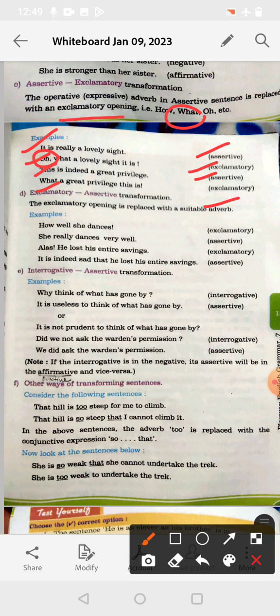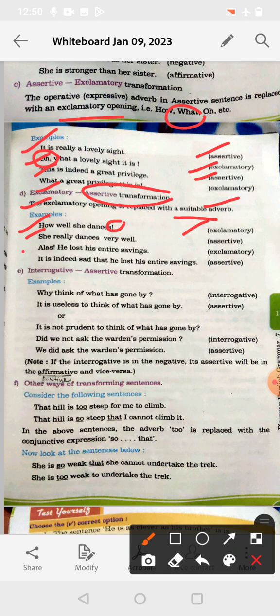Okay. Now, similarly, if we are changing exclamatory into assertive, we are removing the exclamation mark and that opening word also, right? And it will be replaced with a suitable adverb. Okay, for example, how well she dances. This is the exclamatory one, but when we are changing it to the assertive one, we are removing this exclamation mark and the exclamatory opening also. So it will be, she really dances well.